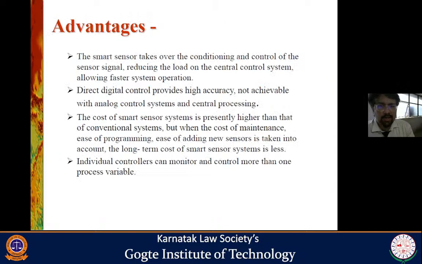So the advantages of the smart sensor are that basically these are used for conditioning and control of a sensor signal, and thus reduce the load on the central control system, which makes the overall system operation faster. The direct digital control provides high accuracy, which is generally not achievable with analog control systems and processing. The cost of smart sensors, however, you might feel is higher than that of conventional systems. But when you think about the long term cost, the ease of programming, the ease of adding new sensors, if you take all of this into the picture, the cost of smart sensors is actually very less.